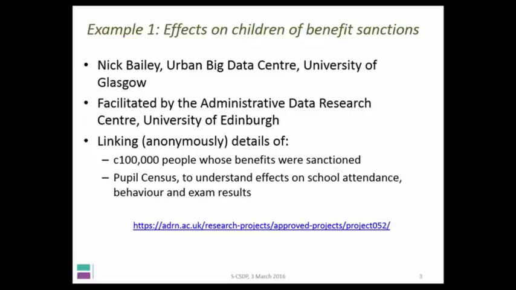There are roughly 500,000 people on income support, 100,000 of whose benefits were sanctioned in the most recent period. This has been linked to the pupil census to look at the children of people whose benefits were sanctioned, to look at the, one assumes, unintended consequences of this benefit sanction on those children in terms of their school attendance rates, in terms of any behavioural issues, for example school exclusions, and also on their exam results. And there's a link there if you want to find out more about this data. It hasn't reported any results yet.